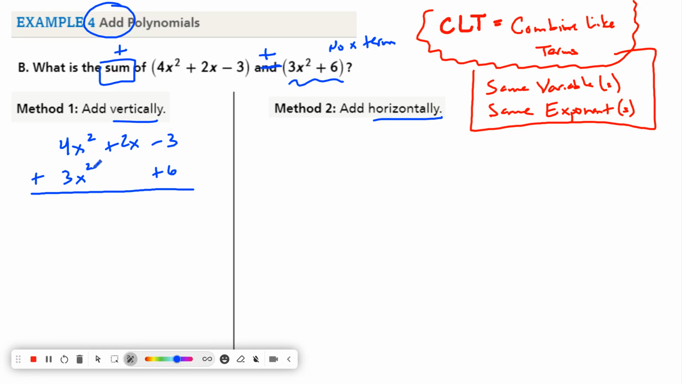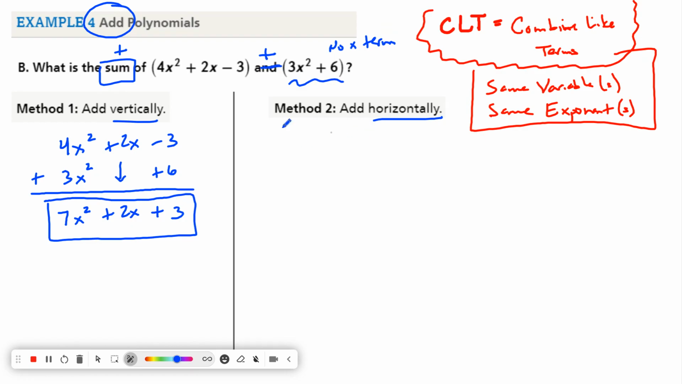So when I add these, I'm going to, again, add vertically. So 4x squared and 3x squared makes 7x squared. There is no x term to combine with the plus 2x, so the plus 2x just comes down, if you want to draw an arrow. And then we're going to combine minus 3 and positive 6. There's more positives than negatives, so this is a positive, and you subtract them to get 3. And there is our final answer, our sum. Notice it's already in standard form, right? We want to make sure it's in highest power of x all the way down to the constant.